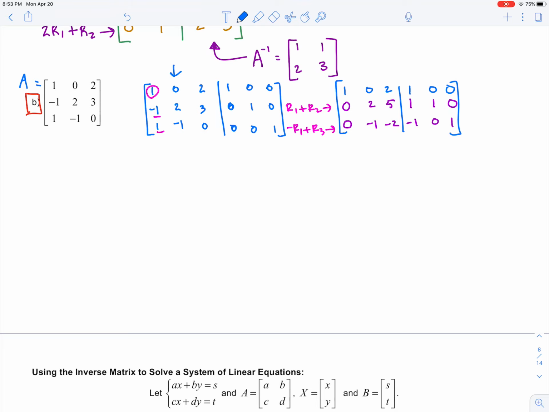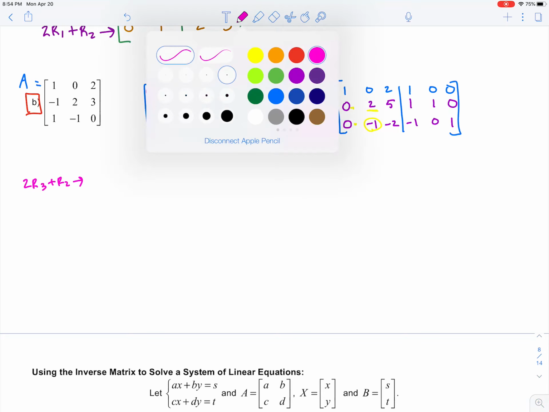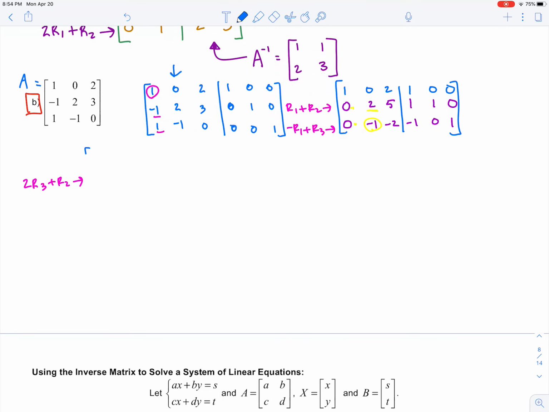Okay, this looks pretty good. I think what we can do now is, maybe you're seeing this already, use this negative 1 to take out the 2. So 2 times row 3 plus row 2. There's 2 zeros here, so those will not get screwed up by doing this. That's great. So let's go ahead and do that on our next step. I'll do 2 row 3 plus row 2, and I'll write that in the row 2 position. I will leave row 1 and 3 alone for now.